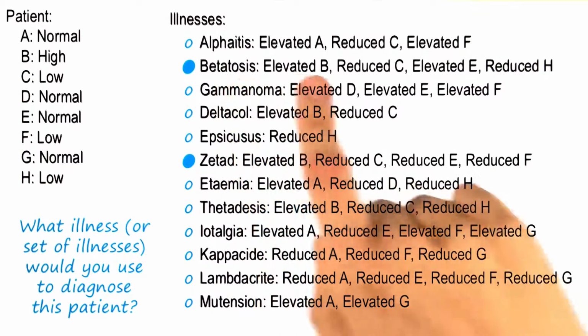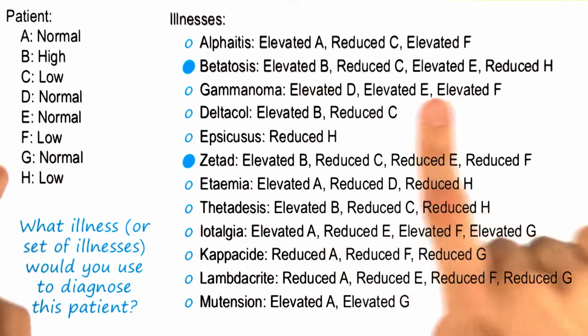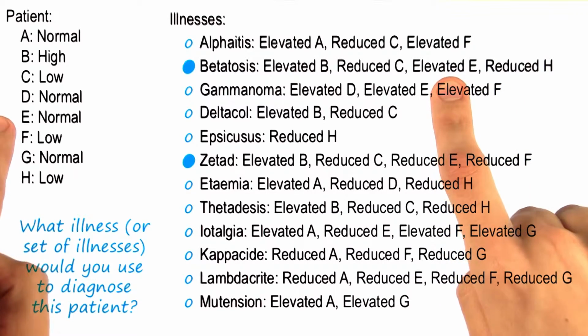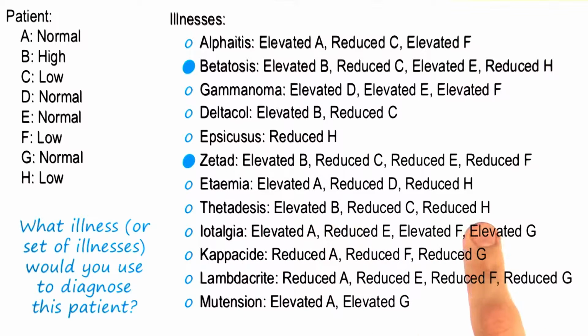So for example, beta-ptosis explained the high B, the low C, and the low H, but it didn't explain the low F, and it also suggested there was elevated E. Initially, thetadesis was the best match. It explained 3 symptoms and just didn't explain a 4th.